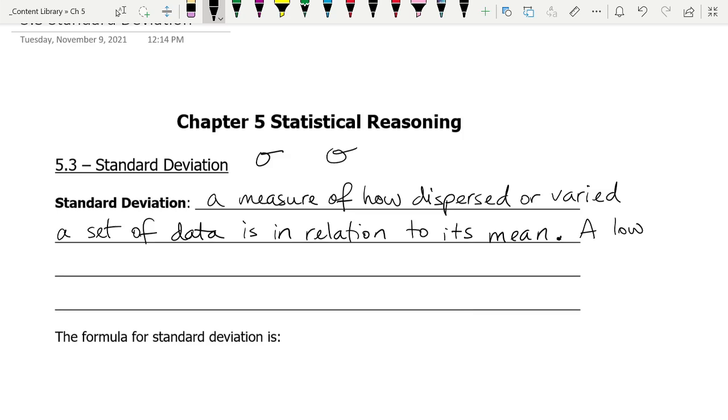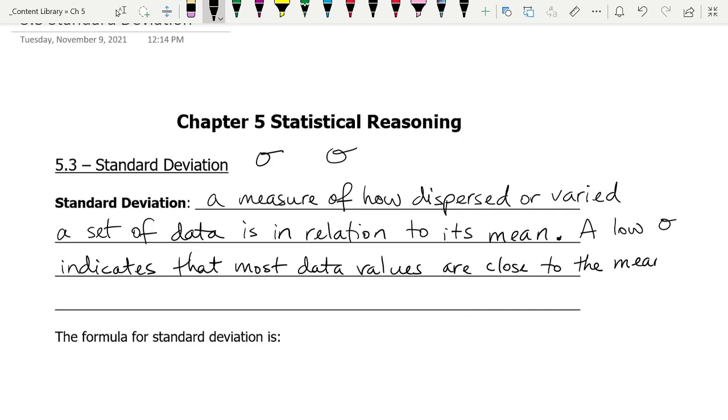A low standard deviation, I'll use the symbol, save some words. A low standard deviation indicates, tells us, that's the same thing, that most data values are close to the mean. A high standard deviation is more, I'll use the word spread out. Data.